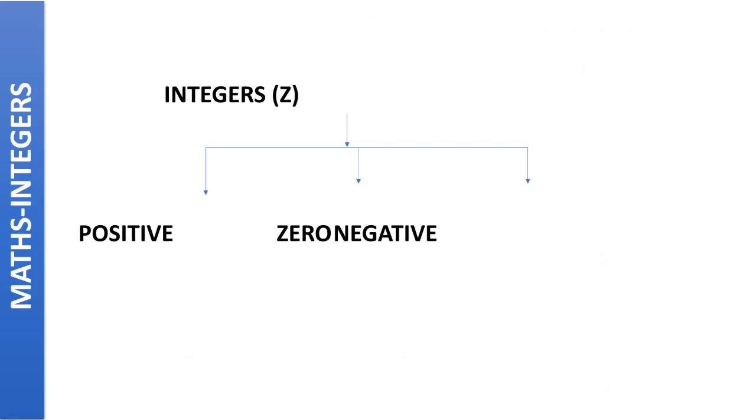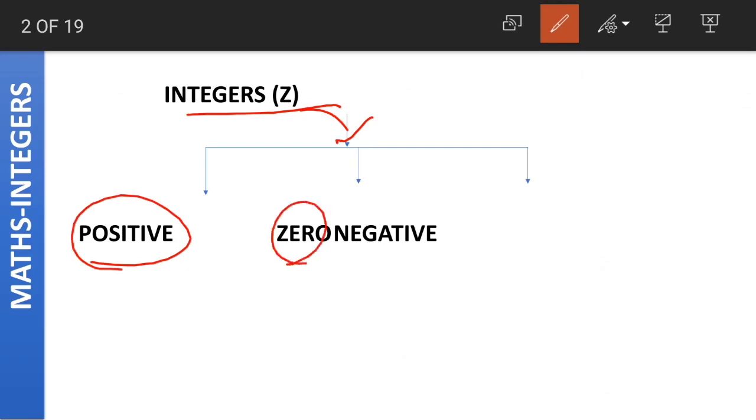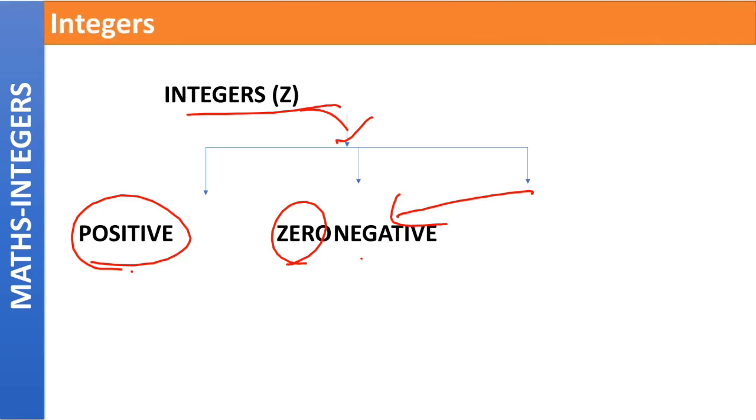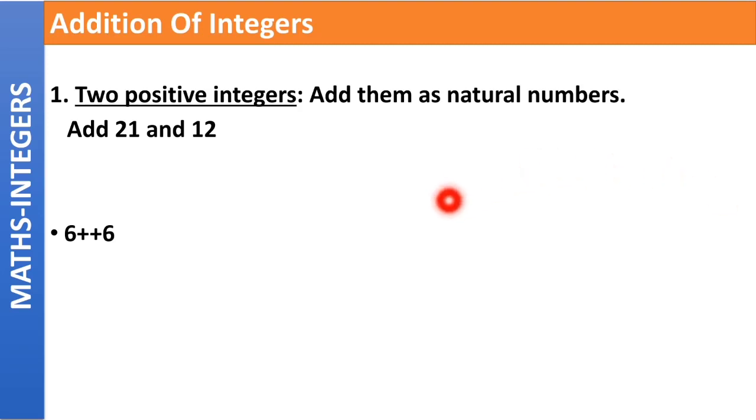Hope you remembered what we've learned about integers in the previous class. Integers have positive numbers, zero and then also have negative numbers. Positive numbers, 0 and negative numbers together form the integers, right? In today's class we'll discuss in detail about addition, subtraction, multiplication and division of integers.